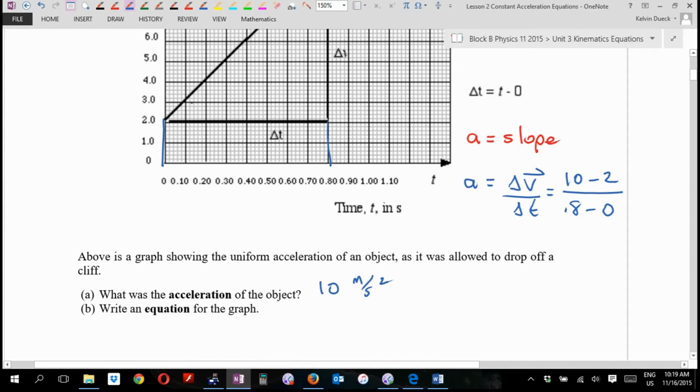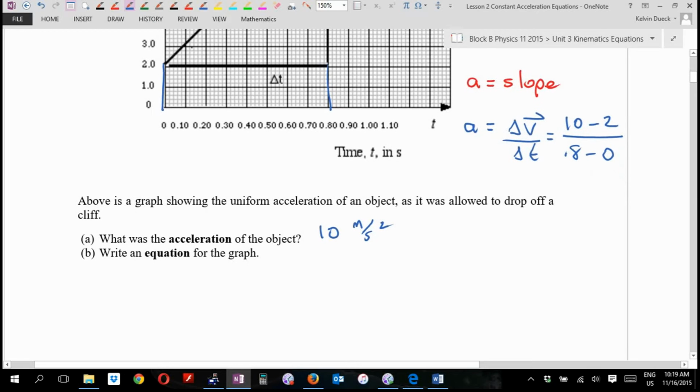Part B says write an equation for the graph. Okay. Well, every single equation normally looks like this. y equals mx plus b. Except, what will I use instead of y? V, I agree. m, 10. x, t. Plus, what's the y-intercept? 2.